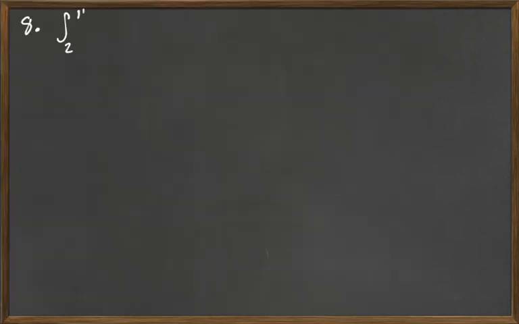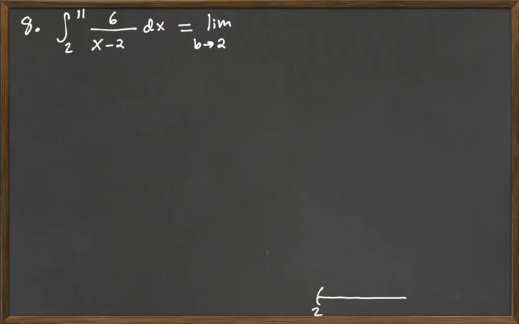So let's look at example number 8, and we're going to look at the integral from 2 to 11 of 6 over x minus 2 dx. So that's going to be the limit as b approaches 2 from the positive side. So it's discontinuous at 2. We've got a vertical asymptote there, and here's 11, so we're going to be approaching 2 from the positive side.